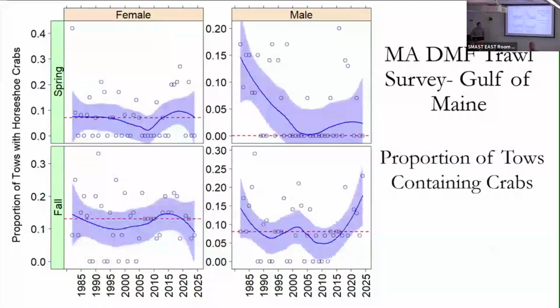This is looking at the proportion of tows containing crabs. So sometimes you see a lot of crabs in 1 tow. This shows how spread out those crabs are. We're getting them in multiple tows across different spots. So you can see for the most part, a lot of zeros in the spring survey, both males and females. In the fall here, it's come down a little bit for females. The males kind of spiked up a little bit, second highest data point, which shows for the males in the fall, they're a bit more spread out than other time periods.